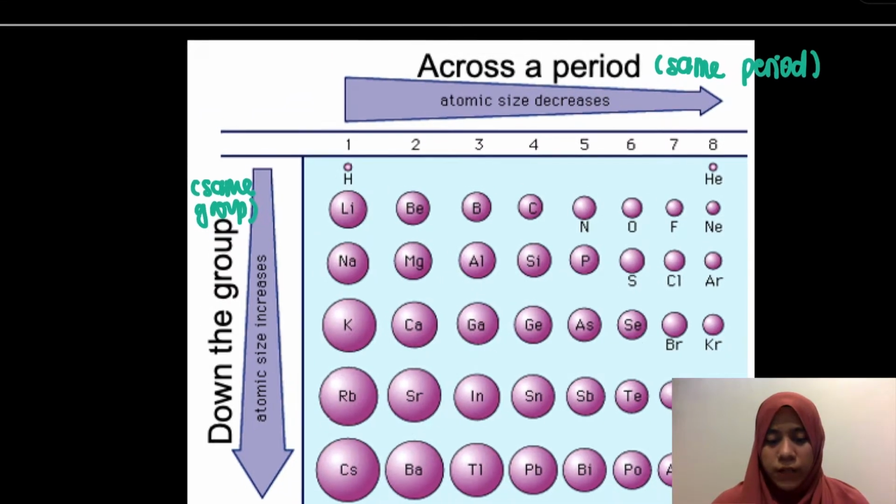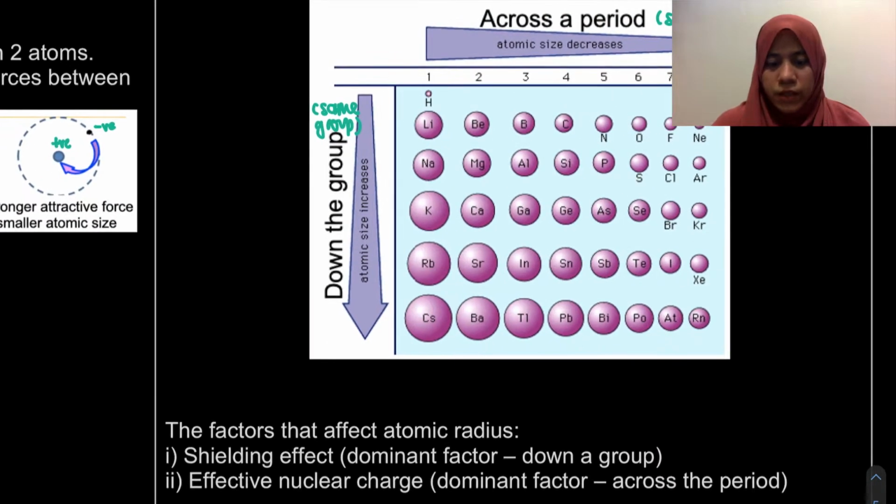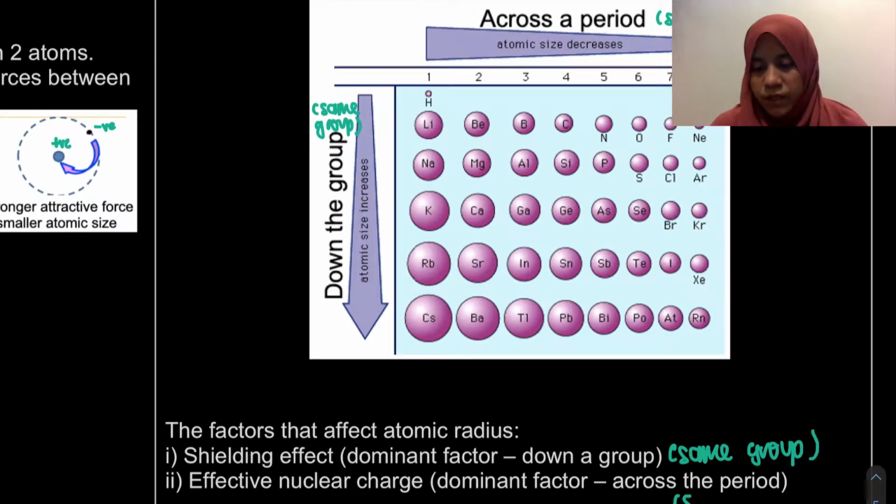There are two factors that affect atomic radius. The first is the shielding effect, which is the dominant factor when we're discussing the atomic size down the group. Again, down the group, make sure it's the same group. Whereas the effective nuclear charge is what we're going to discuss when we're talking about the atoms across the period. Again, across the period means that it is in the same period.